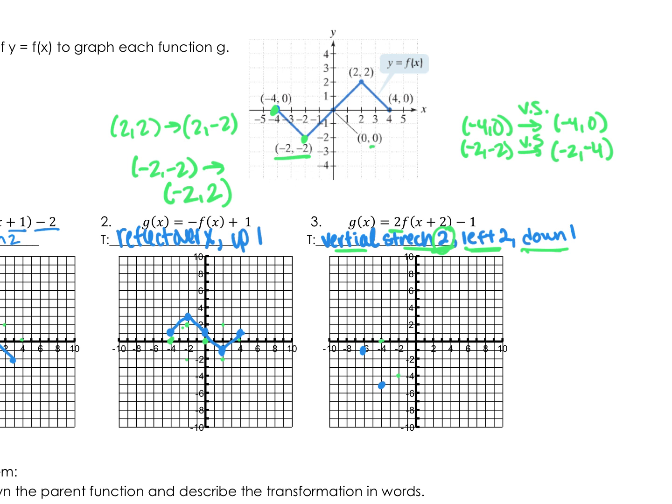Then I'll take the point 0, 0. When I do a vertical stretch, multiply the 0 by 2, and it's just going to stay 0, so it will stay in the same spot. But then I need to go left 2 and down 1. Take the point 2, 2 with the vertical stretch, multiply the y value by 2, so that'll be 2, 4 now. And then we still need to go left 2, down 1.